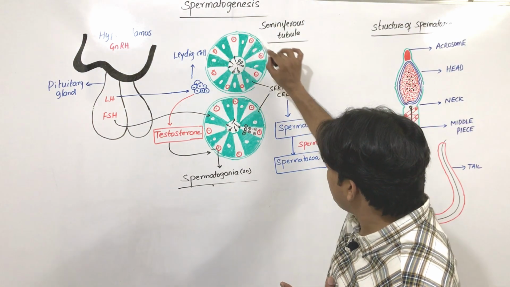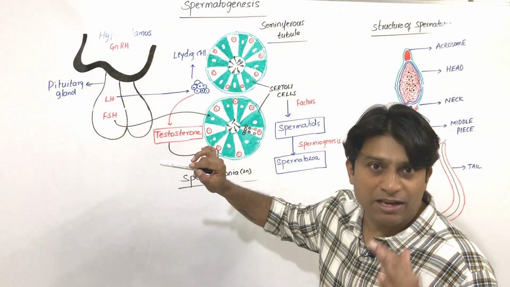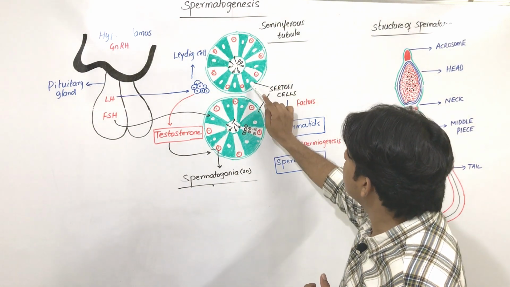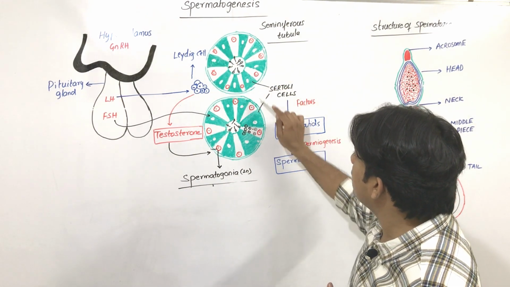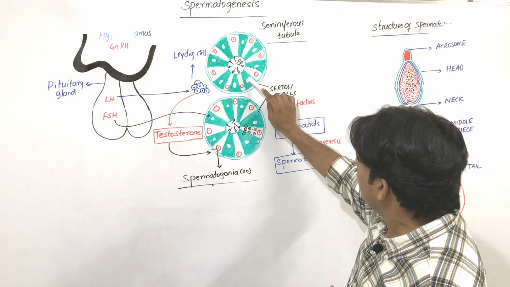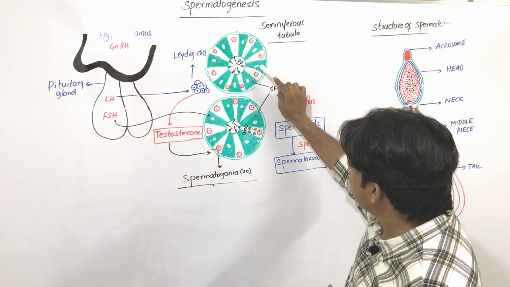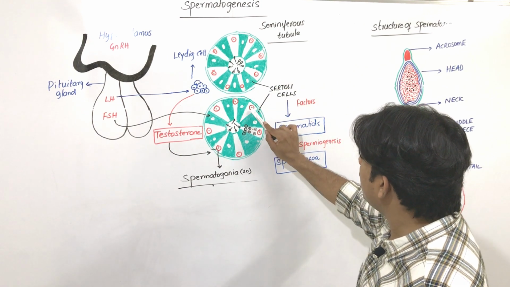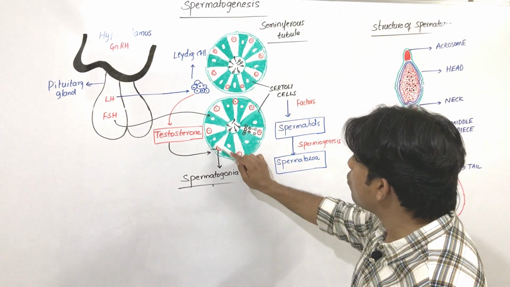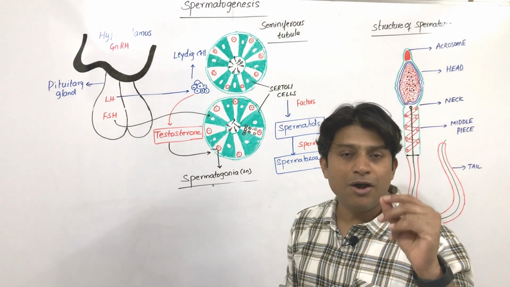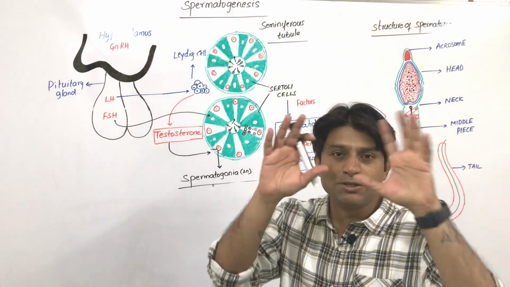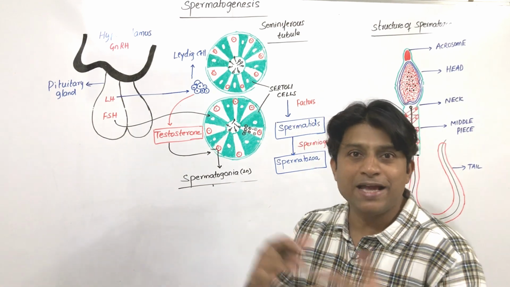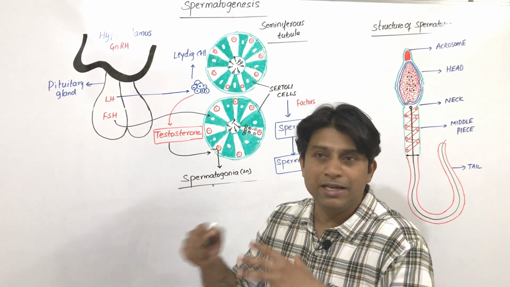Now, this is a section of the seminiferous tubule, and in the seminiferous tubules, these are known as Sertoli cells. In between the Sertoli cells, these cuboidal cells are spermatogonia, or sperm mother cells. So this is in brief about the seminiferous tubules. Now, let us find out how exactly these hormones play a role in the process.